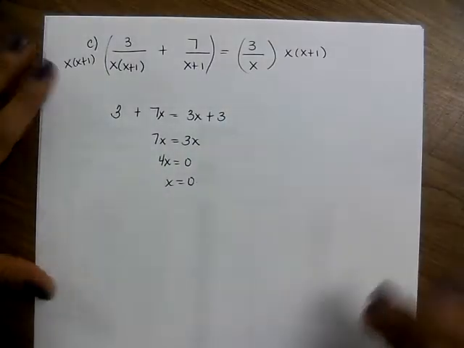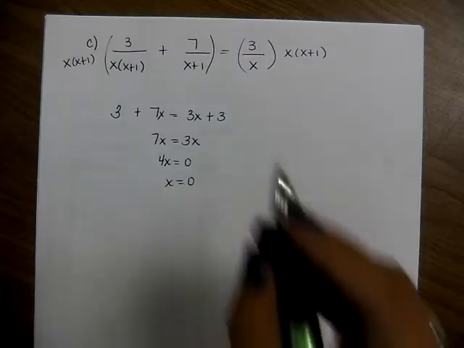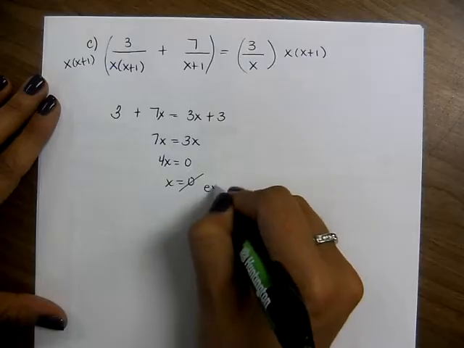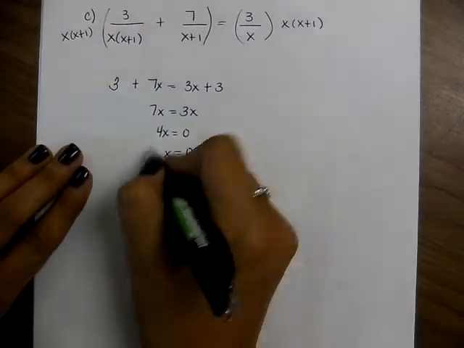So all you're going to do, you're not going to scribble this out so I can't see it anymore. I want to see that you got 0. You solved the equation correctly. It just doesn't work. So just draw a line through it, and you can just write ext next to it. Okay, so this is extraneous.